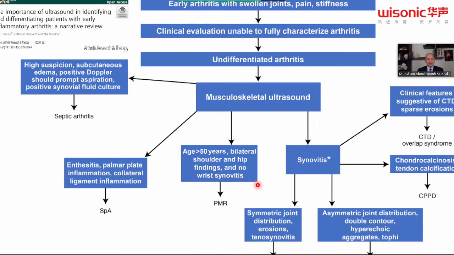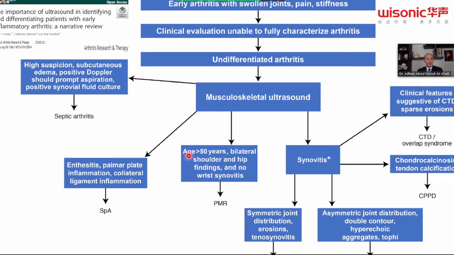Now, some differential diagnosis quickly. This is a fairly recent paper, a very nice one that can show you what to do with undifferentiated arthritis that comes to your clinic every day. So, a foreign body a few days or weeks earlier, so you can detect septic arthritis with ultrasound. Another thing is, if you concentrate on enthesitis, palmar plate inflammation early in the disease, probably collateral ligament inflammation, this will take you to spondyloarthritis.